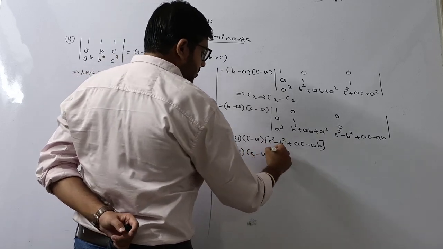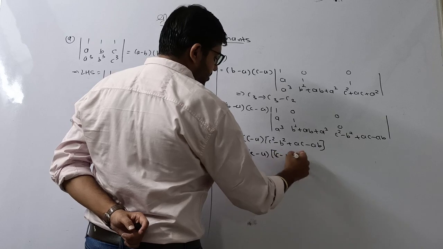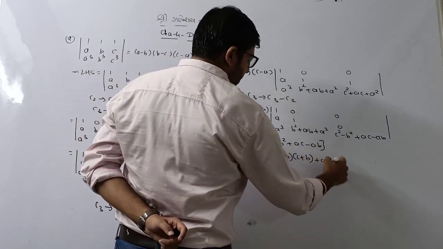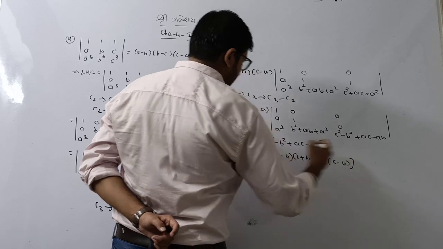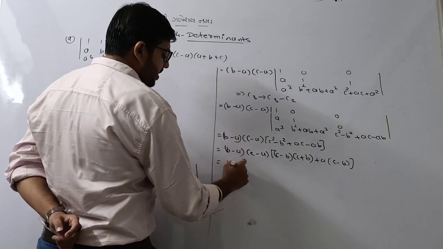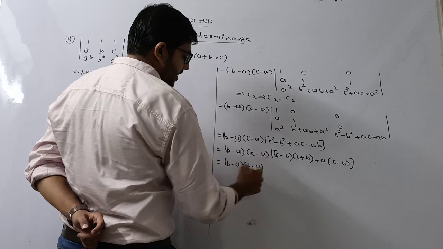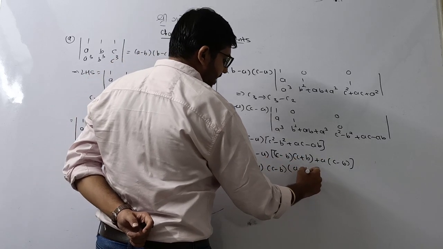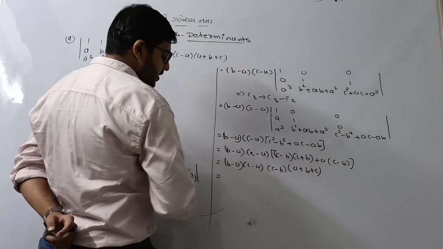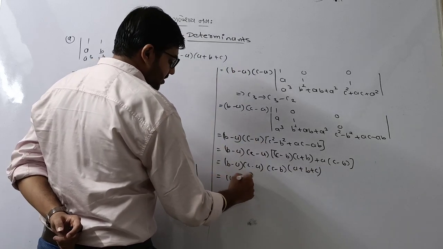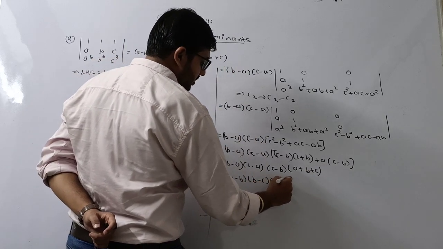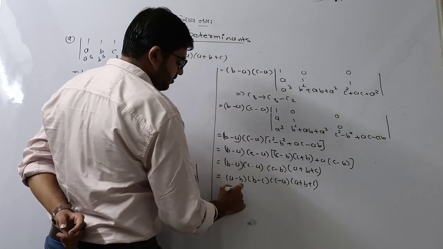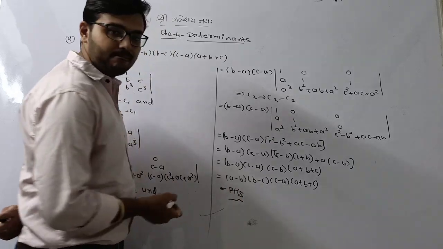So we have b minus a, c minus a. Now from these two terms I can do the factorization, c minus b into c plus b, and from these two terms I can take a common, so it will be c minus b. So now it's b minus a, c minus a. From these two terms we can take c minus b common, and inside the bracket we'll have a plus b plus c. So the final answer will be a minus b, b minus c, c minus a into a plus b plus c equals RHS.